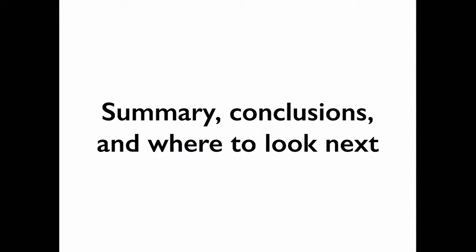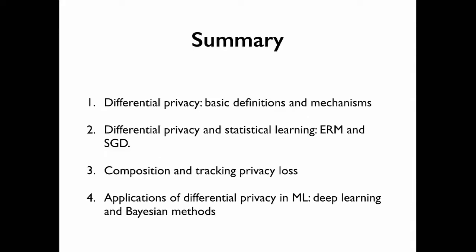And we are almost at the end. So in summary, what we have looked at is basic differential privacy, the definitions and mechanisms. We have looked at differential privacy and statistical learning, and we have looked at two main methods, ERM and stochastic gradient descent. We have looked at tools for composition and tracking privacy loss efficiently, which are essential building blocks in more complex differentially private machine learning systems. And finally, we have looked at two applications or case studies in deep learning as well as Bayesian inference.